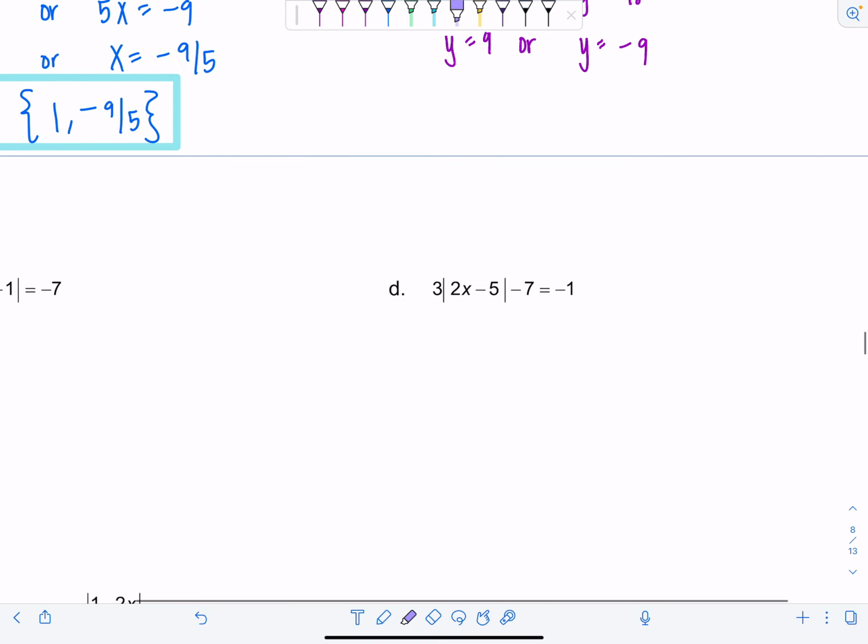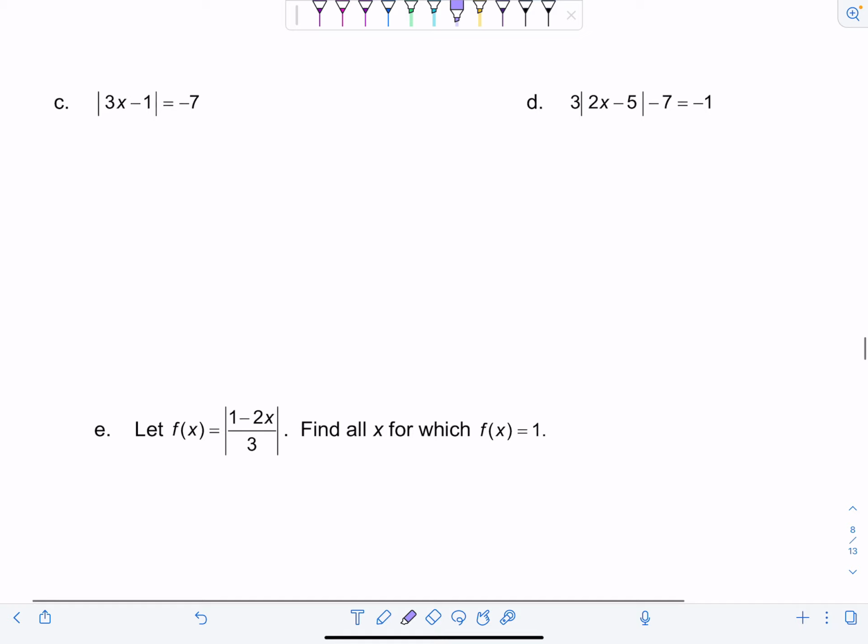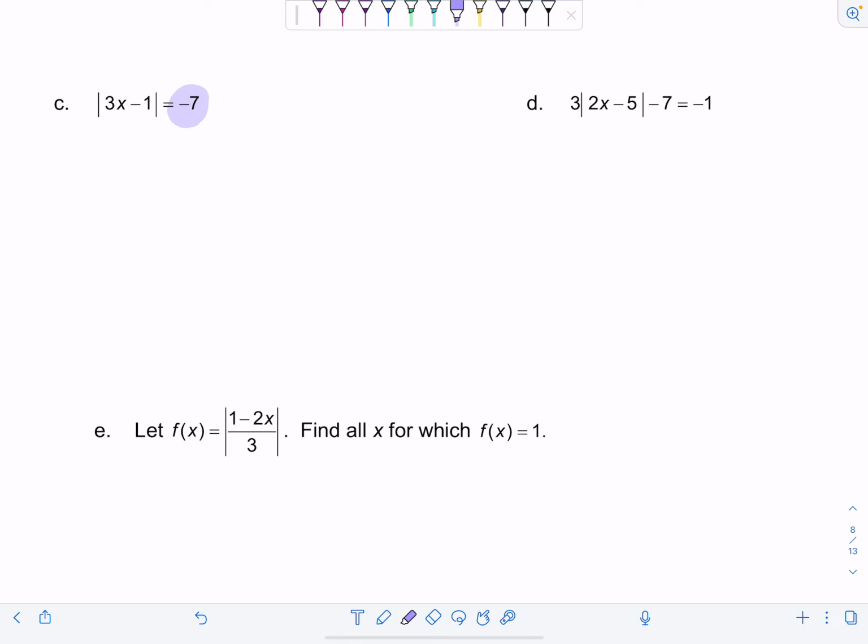All right, let's look at example C. We've got the absolute value of 3x minus 1 equals negative 7. Now hold on. Can you take the absolute value of something and it equals a negative number? No way. So this is no solution. Don't write anything out, just stop.